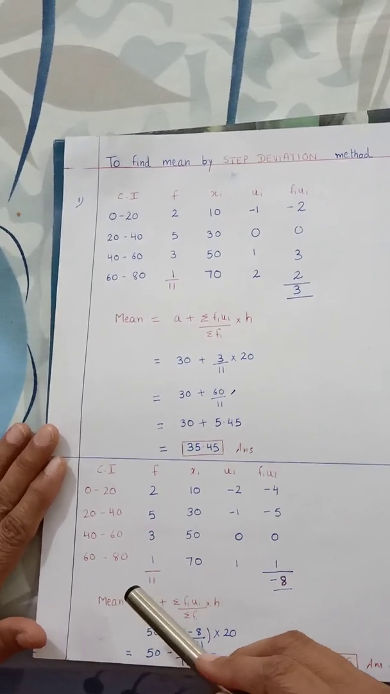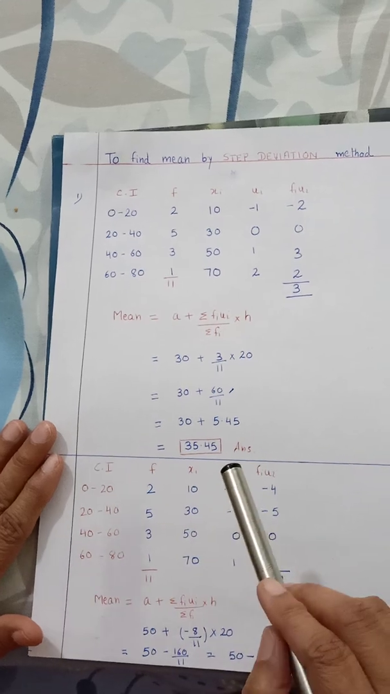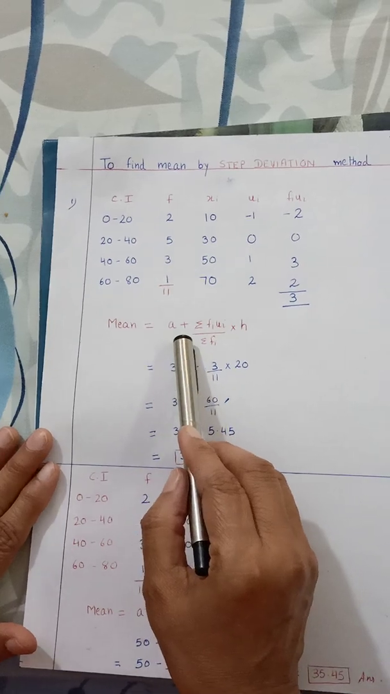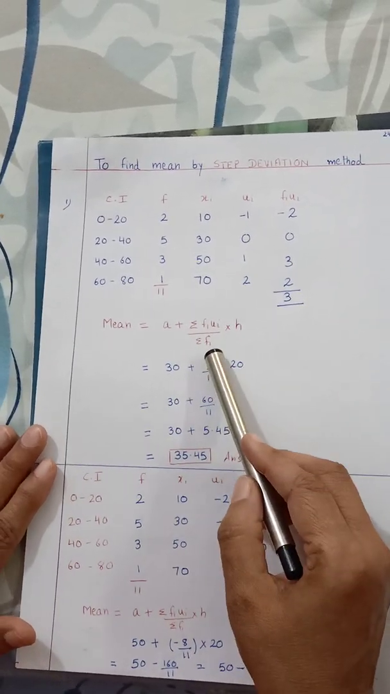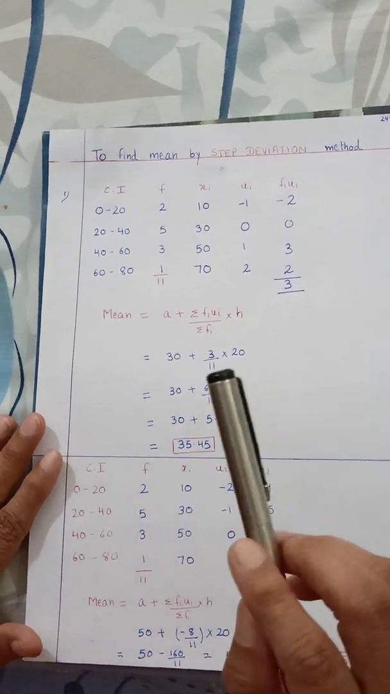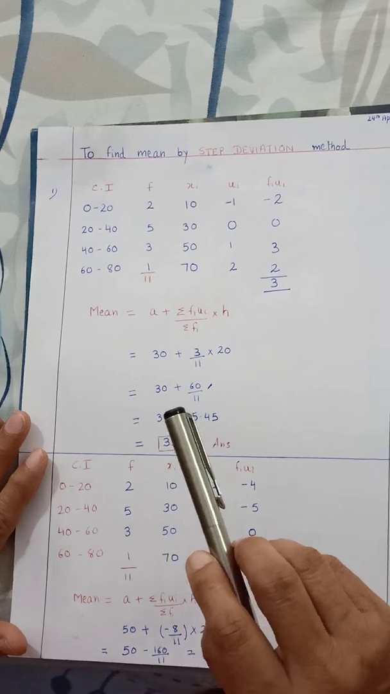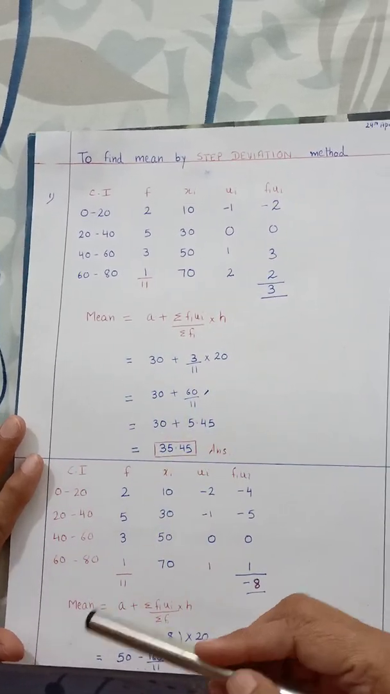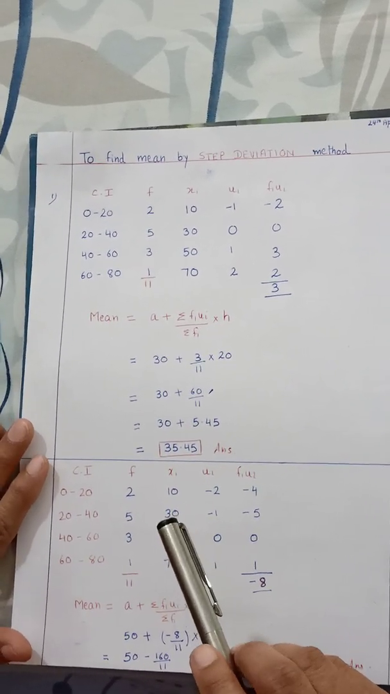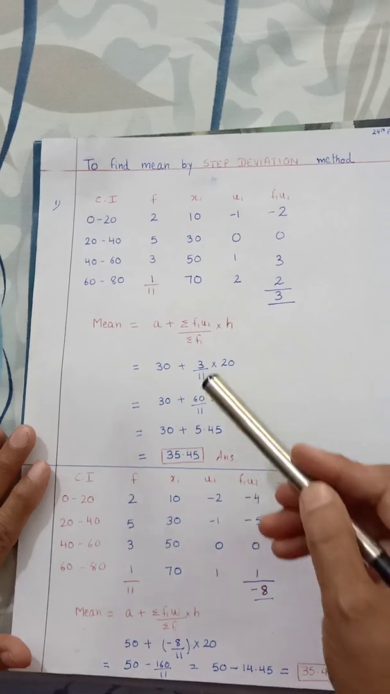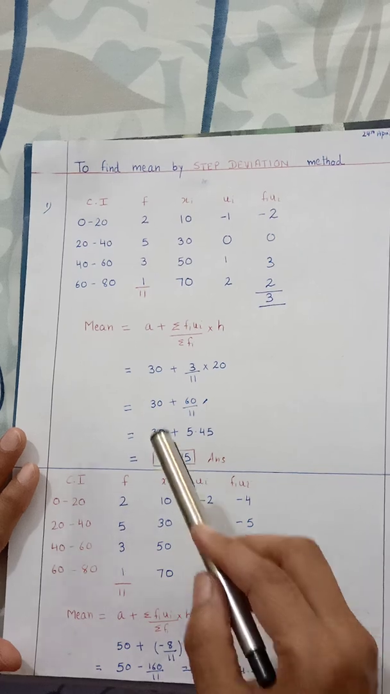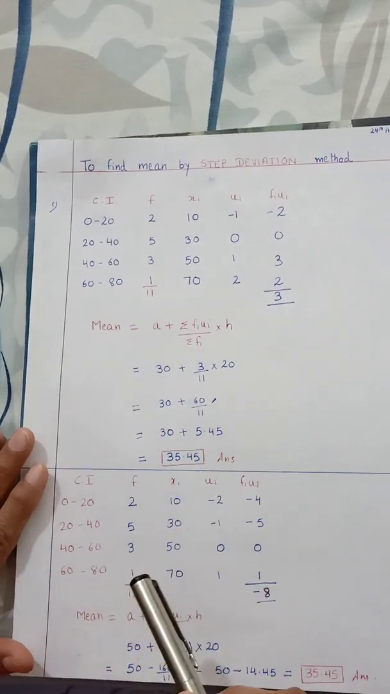Now come to the formula first. To find mean by step deviation method, the formula is A plus summation Fi ui upon summation Fi, into H. Now class, you can check, as in case of median and mode, we were having L here. L was lower limit. But in case of mean, there is no L, it is A. So the question is, what is A here and what is ui here? Because these two terms are new for you.